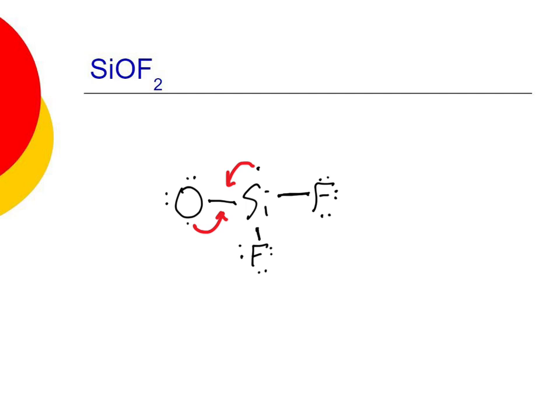Okay? So again, I'm showing you guys that's the rough draft so you can see how that goes. And then here's what that'll end up final look like. So Si with a double bond to oxygen, single bond to F with 3 lone pairs around it, single bond with F, 3 lone pairs around it.